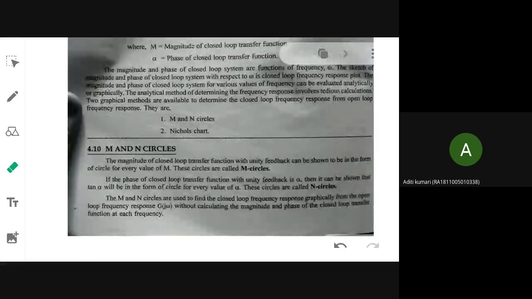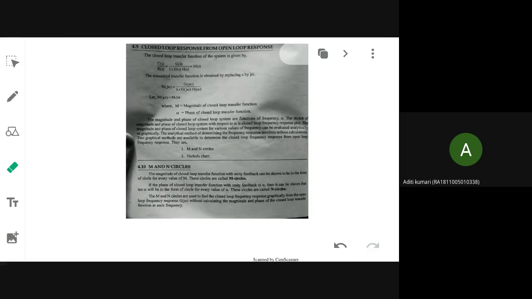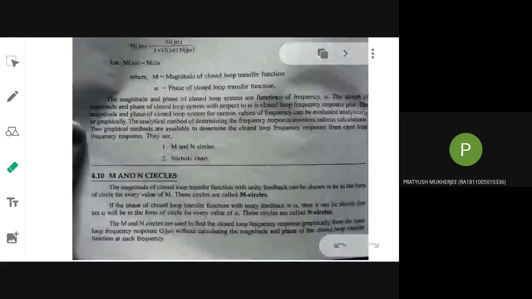I am hoping you understood what M and N circles are. Finally, tell me what are M and N circles. M circles correspond to the magnitude of the CLTF, the closed loop transfer function of a unity feedback system. They can be represented in the shape of a circle, that is why they are called M circles. N is equal to tan alpha, which will also be in the shape of a circle, so those are called N circles.